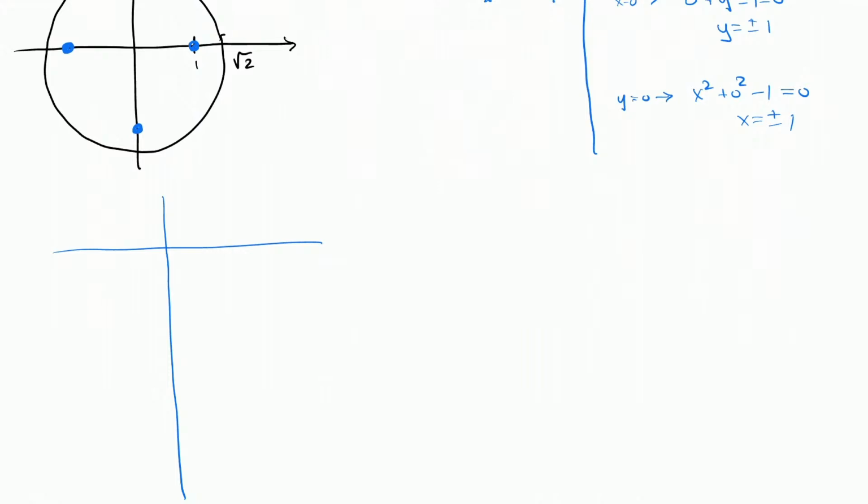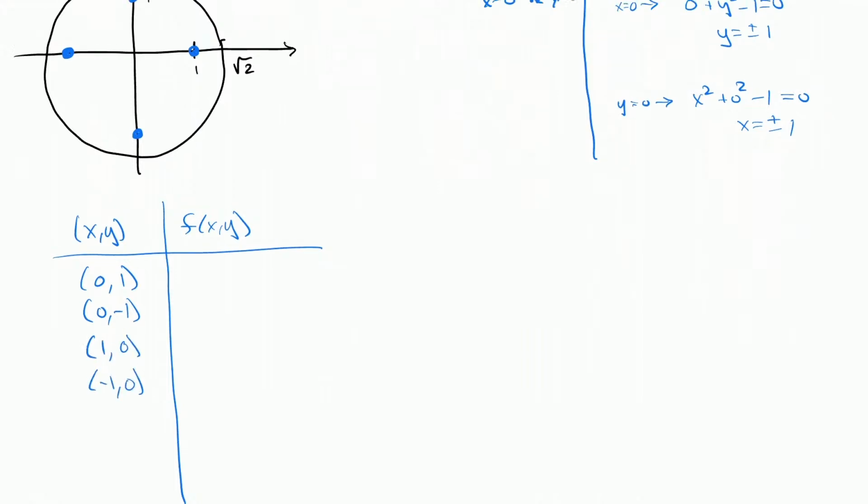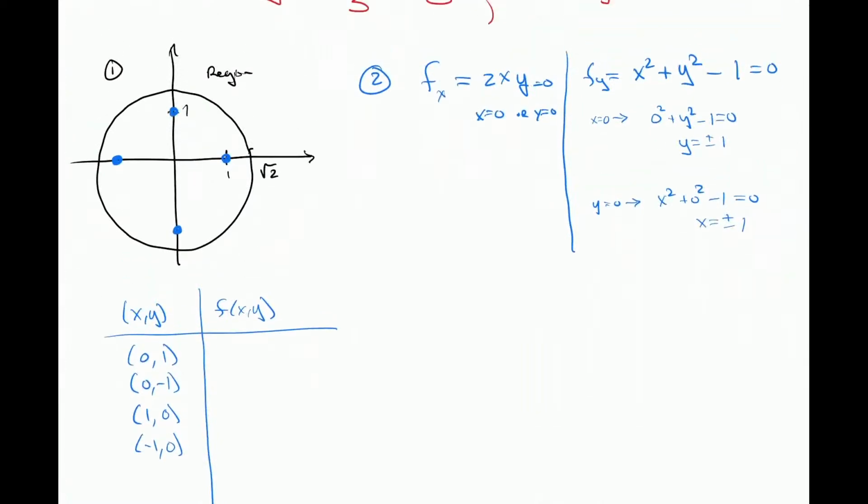This is the first bit of our list, x, y. We're going to compute the function values at these points. So I have 0, 1; 0, negative 1; 1, 0; and negative 1, 0. Okay, now I need corner points. All right, so what are the corner points for this region? I know, there aren't any.